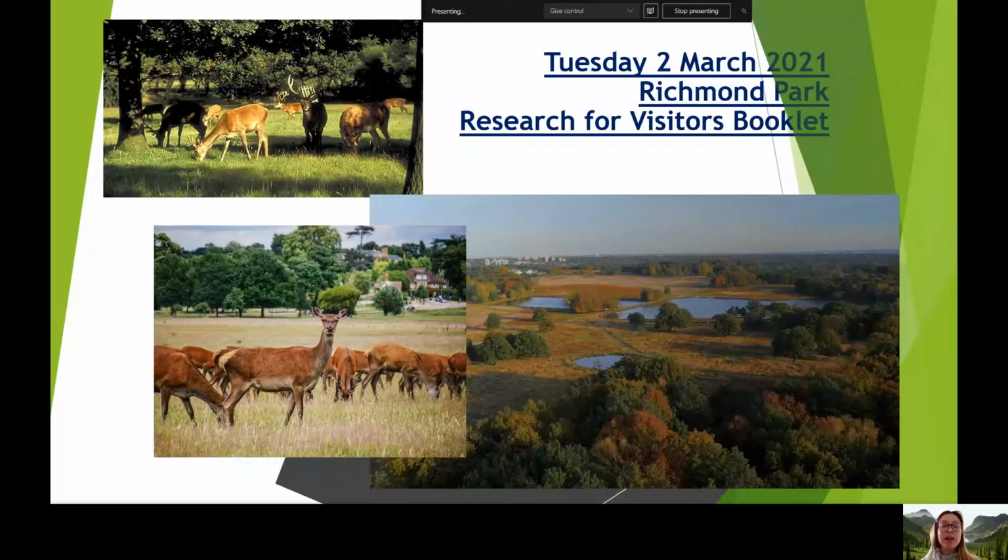Today we are going to be learning all about Richmond Park, which is this beautiful park in southwest London. Here we see some pictures of it. We can see deer, beautiful lakes, ponds, trees and forests. And hopefully one day you can visit this park and you'll know all about it.